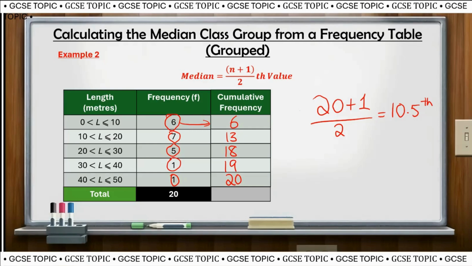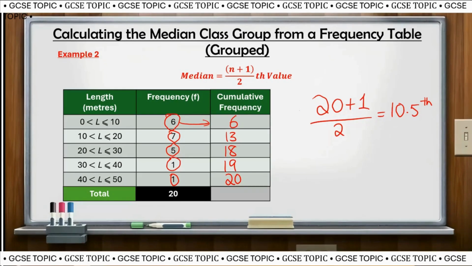I do this simply by going down my cumulative frequency column and finding the first number which is bigger than 10.5. So my first cumulative frequency was 6, and this is less than 10.5, so my median is not in the first class group. My second cumulative frequency is 13, and we know that 13 is bigger than 10.5, so this is my median class group. So my median class group, for example number 2, is 10 is less than my length in meters, which is less than or equal to 20. When writing the answer, I copy it exactly how it is written in the table.